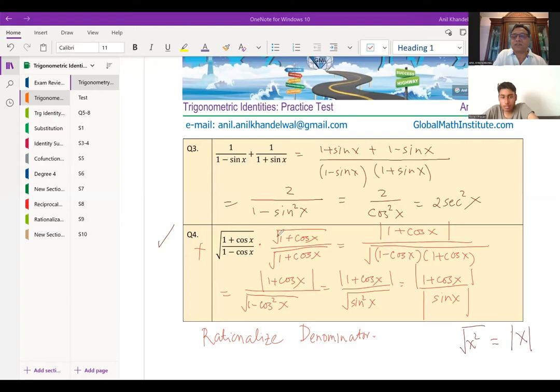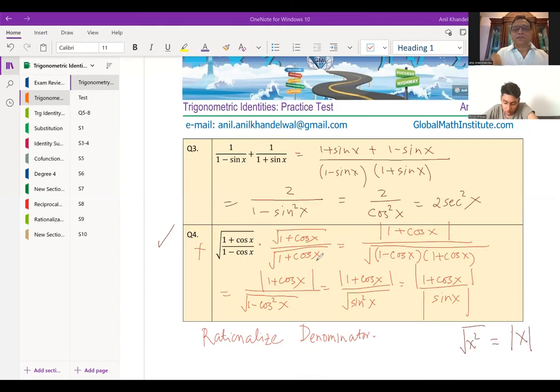Therefore, in both these cases, we had 1 plus cos x whole square, and here we have sine square x, within the square root. And therefore, when you remove the square root, you will get the absolute value of what is inside. Correct? Perfect. Yes, sir. So that is the right answer.